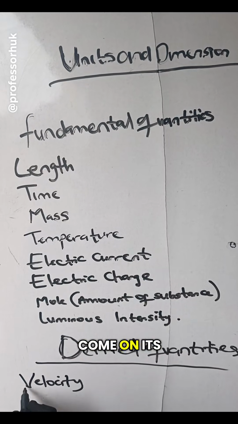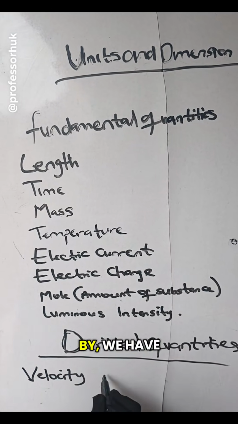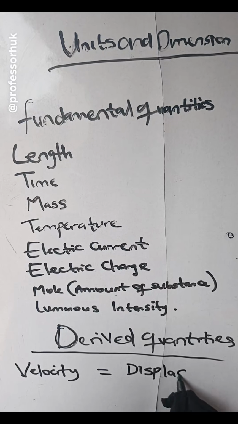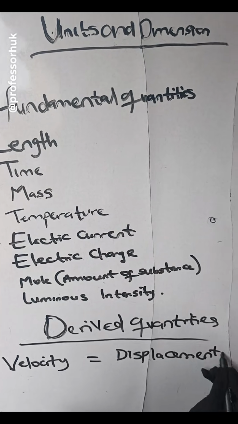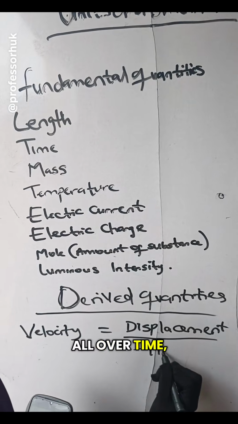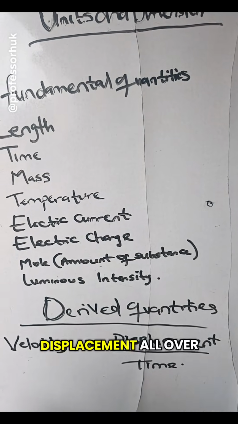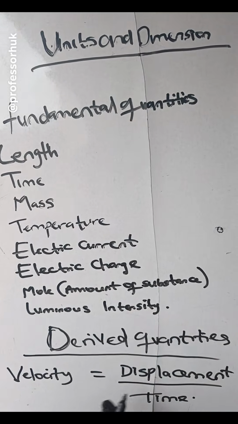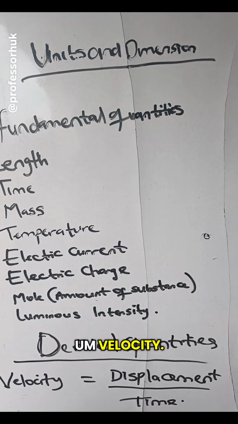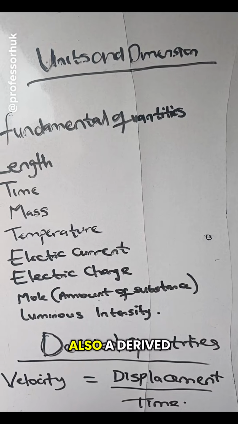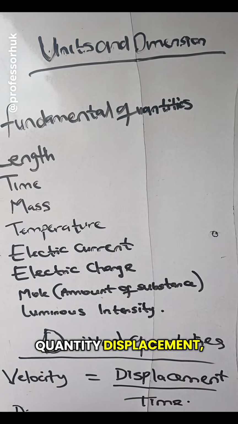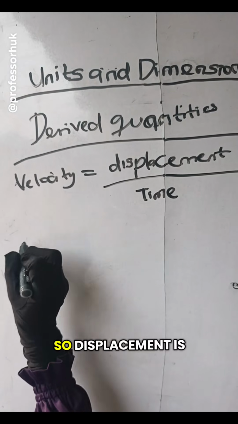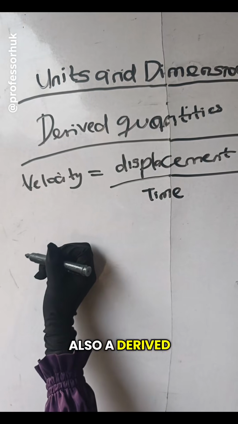Velocity does not come on its own. It was derived from displacement all over the time. Displacement all over the time. Don't forget, time is a fundamental quantity. So this is how we got velocity. Displacement itself is also a derived quantity. So displacement is also a derived quantity.